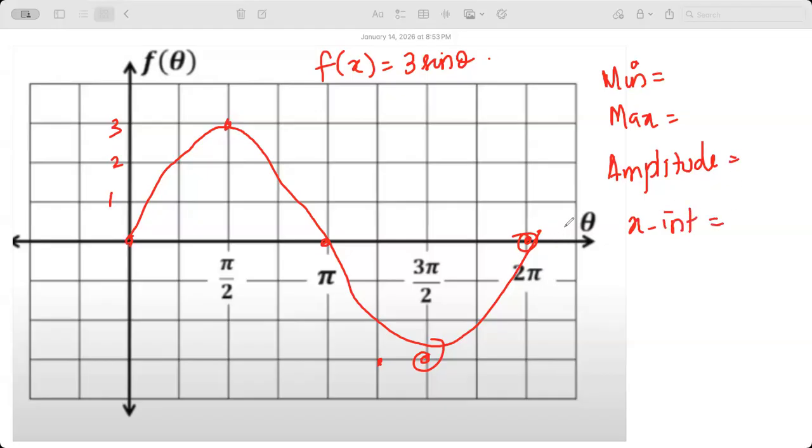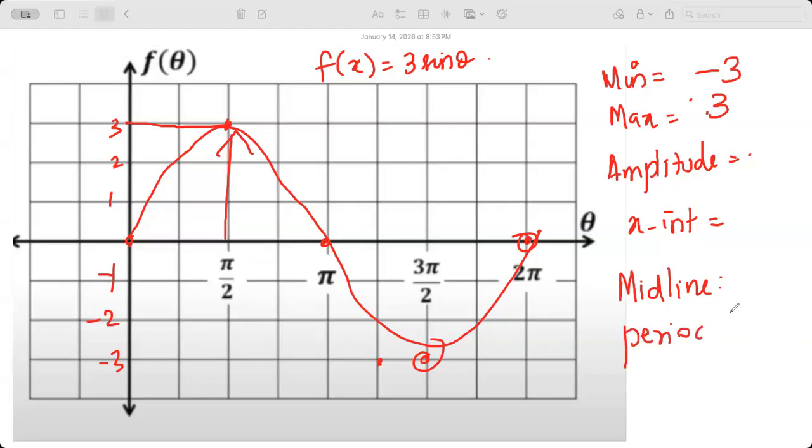What is the min value, guys? Minus 3. Max value? 3. Amplitude? Amplitude is how high it is. So when you think about it, the amplitude is 3. Then the x-intercepts are 0, pi, and 2 pi.